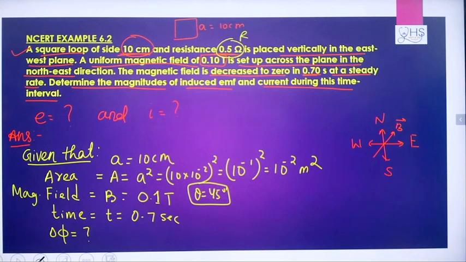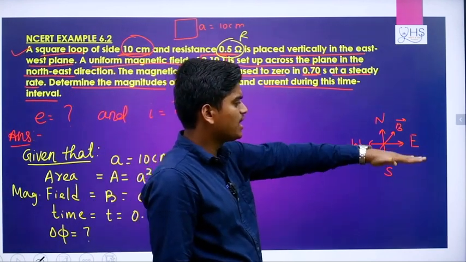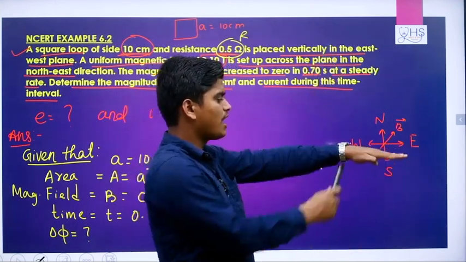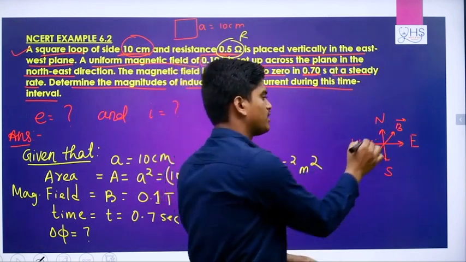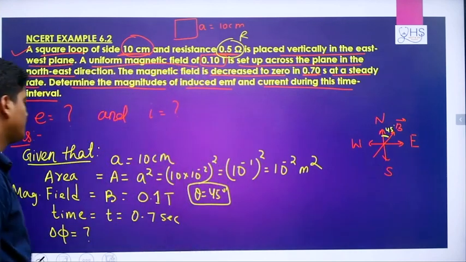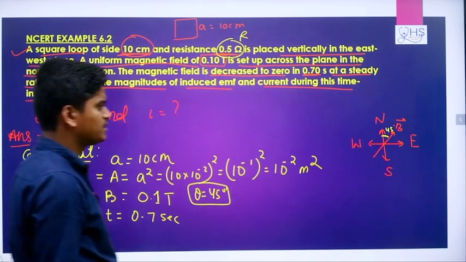So if my area is going like this way, in this north direction I will have my area vector, and here the angle is 45 degree. So theta will be 45 degree between B and A. Now I can find the final flux and initial flux, and after that I can get the induced EMF.